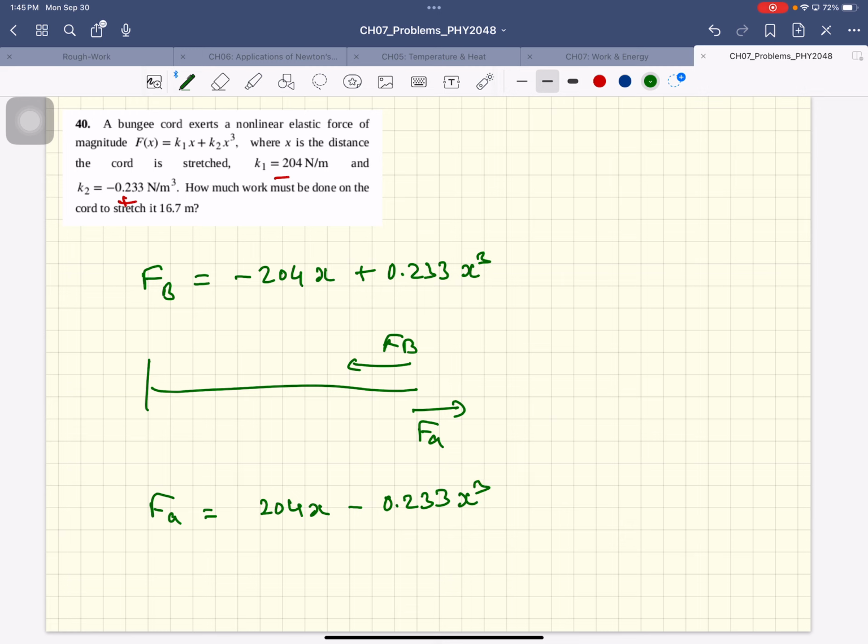How much work must be done on the cord to stretch it 16.7 meters? You want to stretch it 16.7 meters. 16.7 meters is roughly 2/3 of the width of this room.